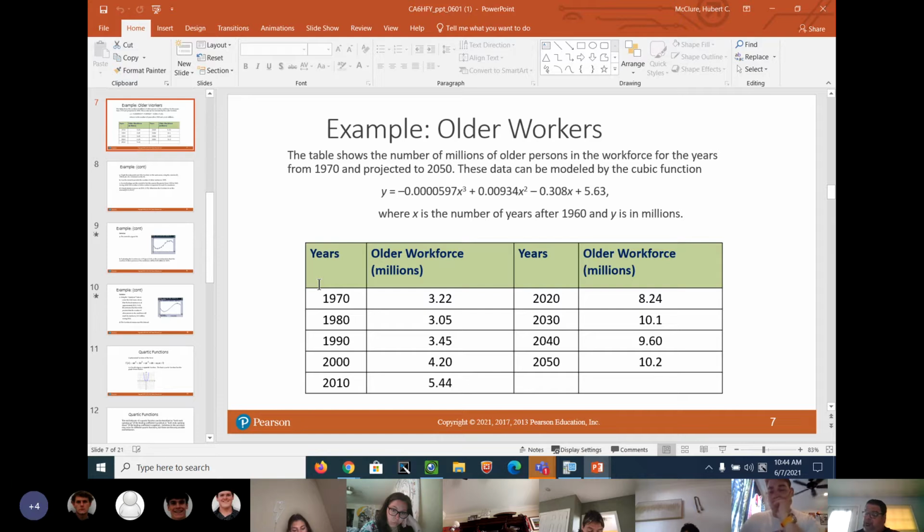10, 3.22, 20, 3.05, 30, 3.45, 40, 4.20, 50, 5.44, 60, 8.24, 70, 10.1, 80, 9.6, and 90, 10.2.